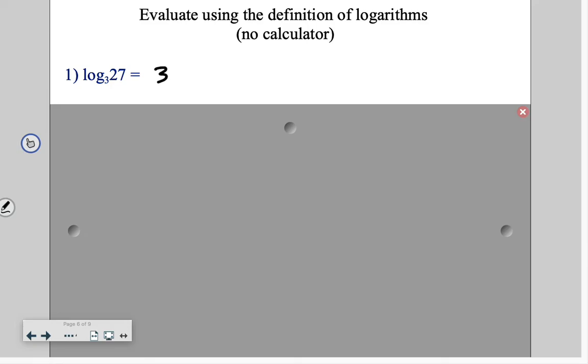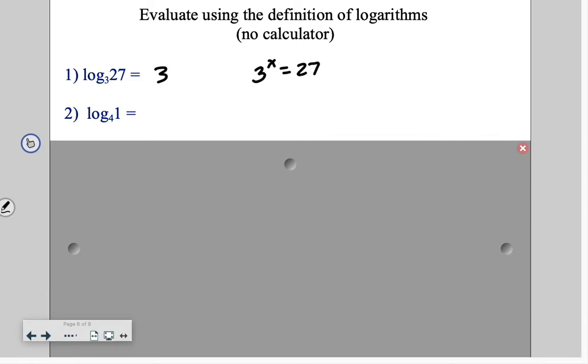Okay? If you wanted to think about it in the other class, somebody kept coming back and looking at this and saying, well, what that really is, 3 to what power equals 27? That's really what this is asking you. And it is. That's just the exponential version of this. How about the next one? Why 0?